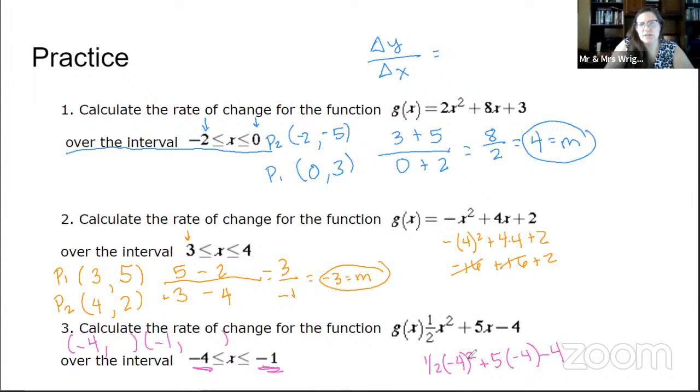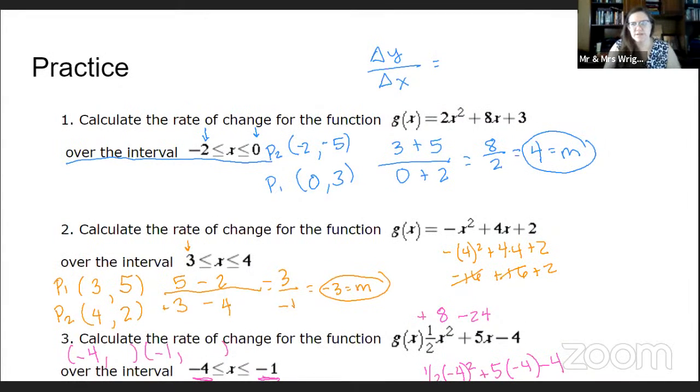All right, so -4 squared is going to be a positive 16, and 1/2 of positive 16 is 8. And then 5 times -4 is -20, and then that's -4. So I've got a same sign here, -20 and -4. So I'm going to go ahead and combine those and just make it -24. And now I've got two different signs. I've got a positive 8 and a -24. So if we've got different signs, we find the difference.